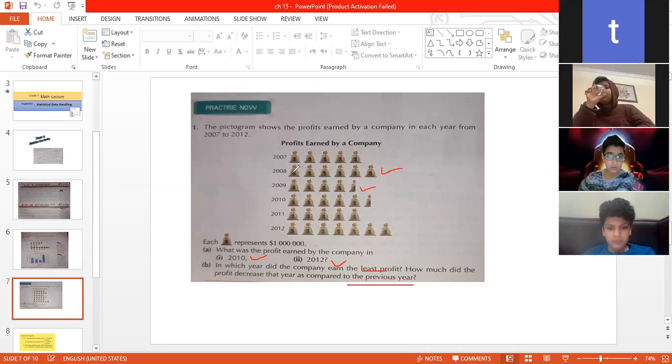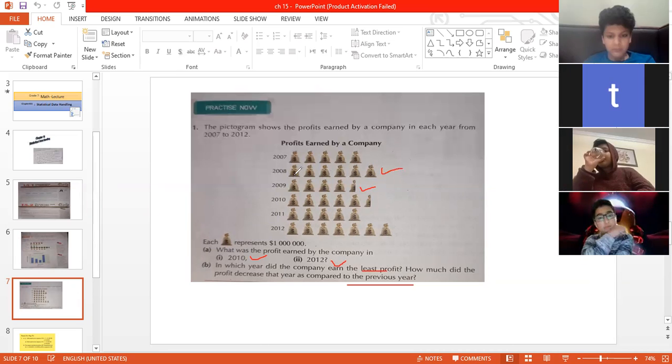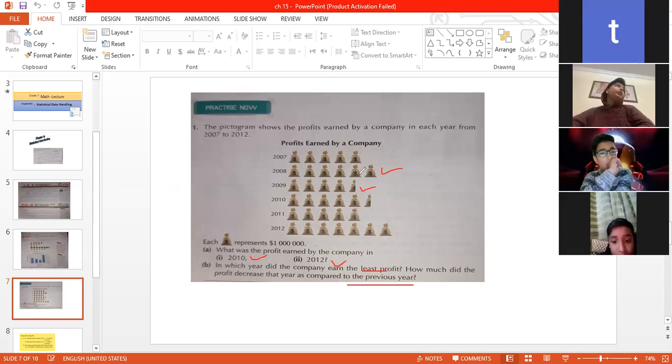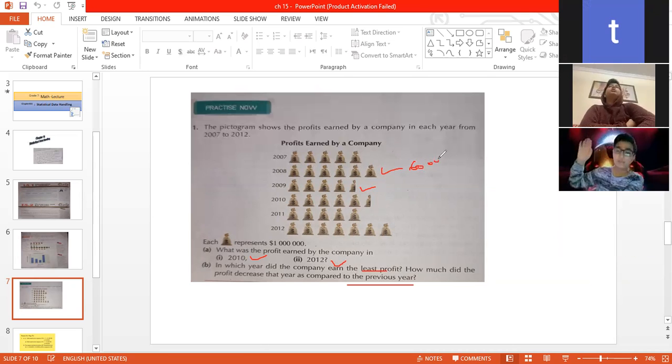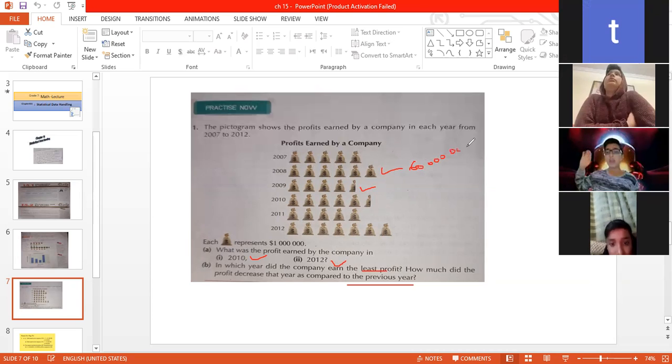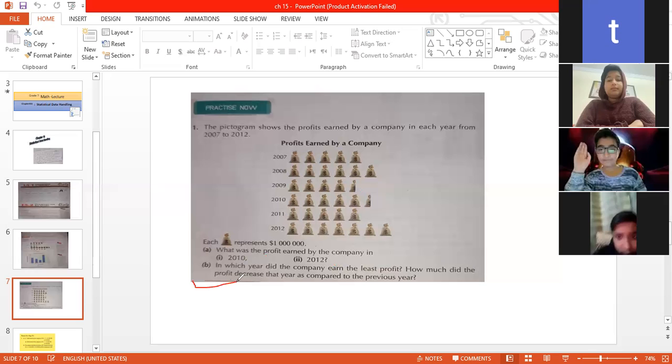Well, first of all, we have to calculate the profit in 2008. 1, 2, 3, 4, 5, 6. It means that it is 60 lakh. Clear? Right? Now, in 2009, 1, 2, 3, 4, and 45. 60 minus 45. The answer will be its profit decrease. Is this clear to everyone?